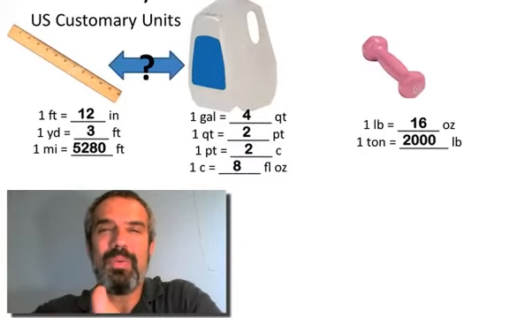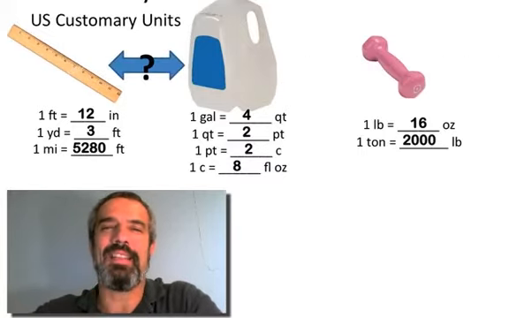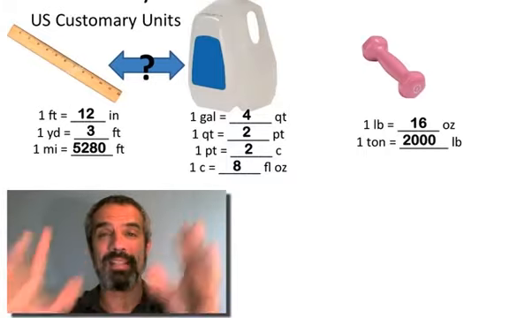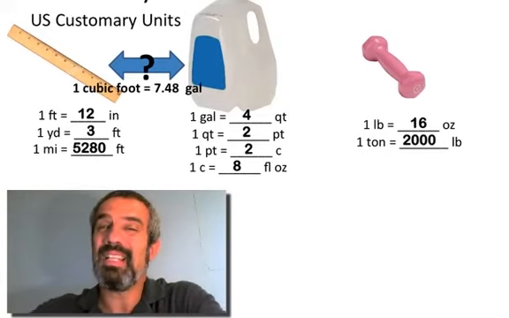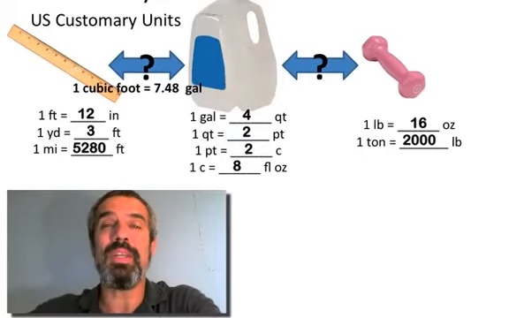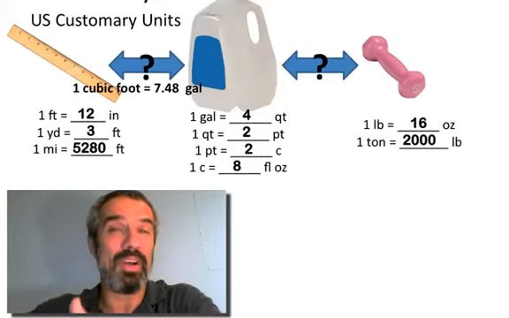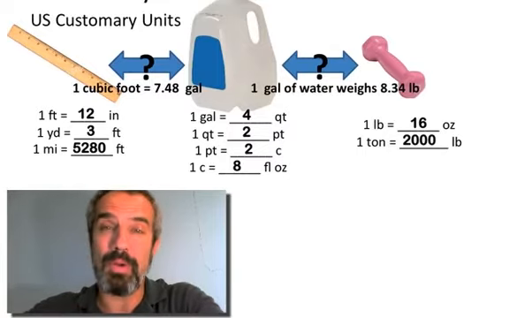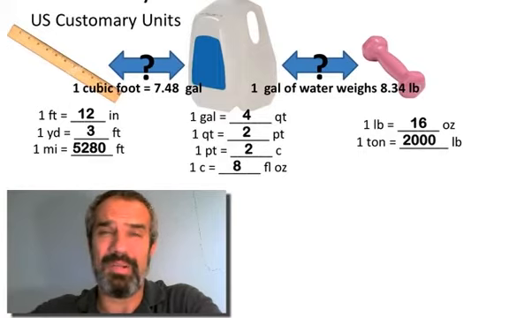Another question is, what's the connection between a foot and a gallon? Does a foot by foot by foot, a cubic foot, a box that big equal a gallon? No, a cubic foot's about 7.48 gallons. Not a very easy number to deal with. And what about the connection between gallons and pounds? Does a gallon of water weigh a pound? No, a gallon of water weighs about 8.34 pounds. Again, not an easy number to deal with.